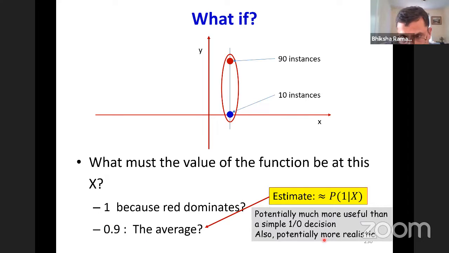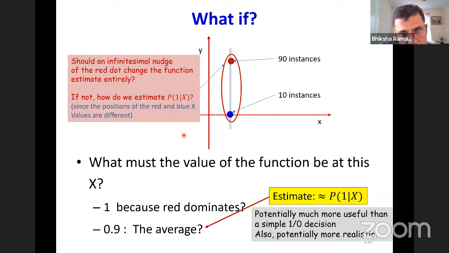So this 0.9 is the a posteriori probability of 1 given X. And this is potentially much more useful than a simple 1-0 decision, right? It's also more realistic. But then here's what I do.